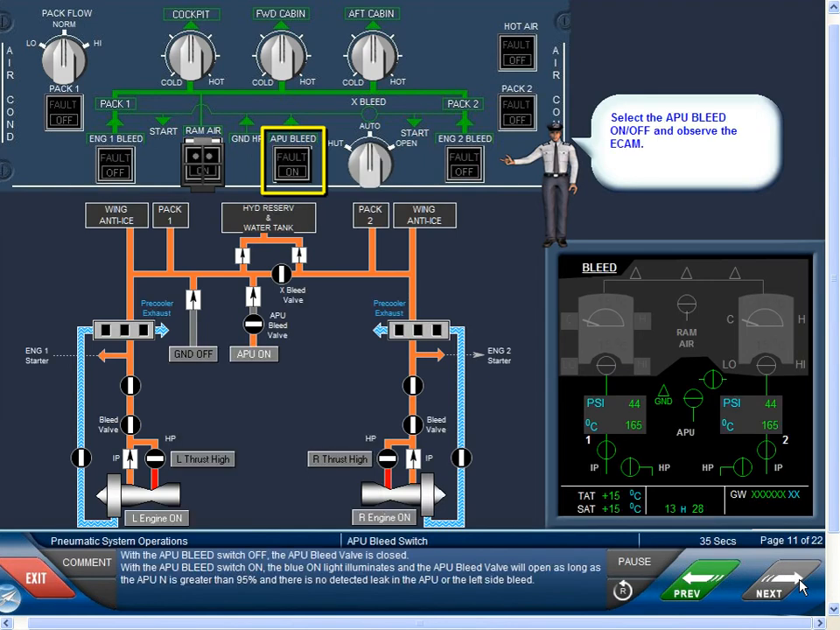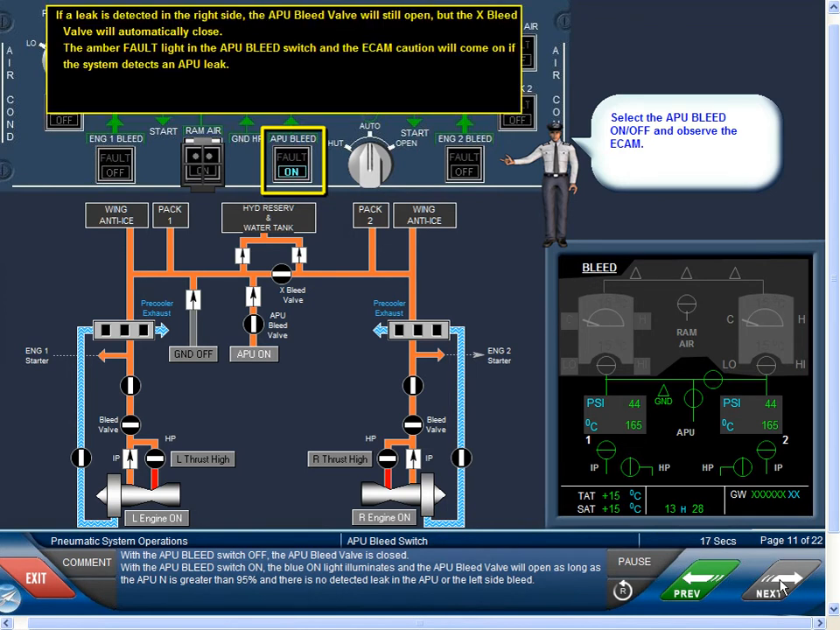With the APU bleed switch off, the APU bleed valve is closed. With the APU bleed switch on, the blue on light illuminates and the APU bleed valve will open as long as the APU N is greater than 95% and there is no detected leak in the APU or the left side bleed. If a leak is detected in the right side, the APU bleed valve will still open, but the cross bleed valve will automatically close.